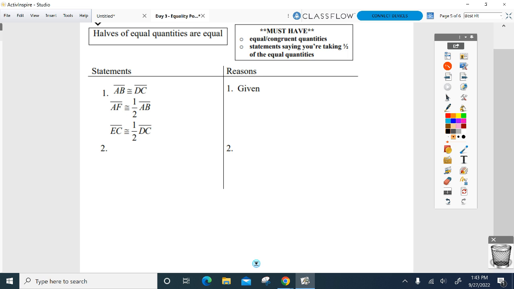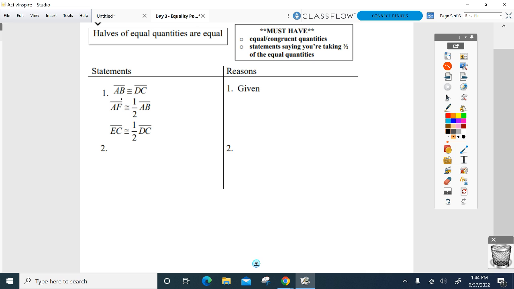All right, so here we go. No diagram needed here. We don't have to draw one. What do I know about line segment AB and DC? They're congruent. Number 1, they're congruent. Then look, what am I doing to AB and DC? I'm taking half of them, and I'm calling them AF and EC. Does everyone see so far? I'm saying AB and DC are equal, then I'm cutting them in half and calling them AF and EC.